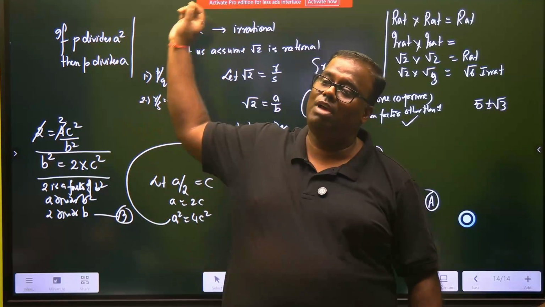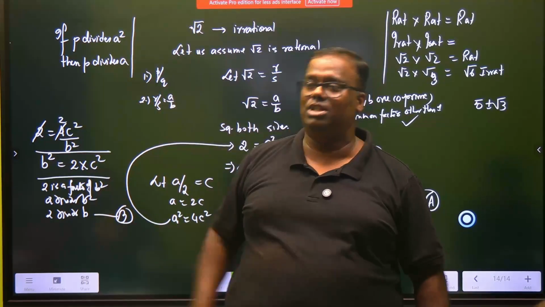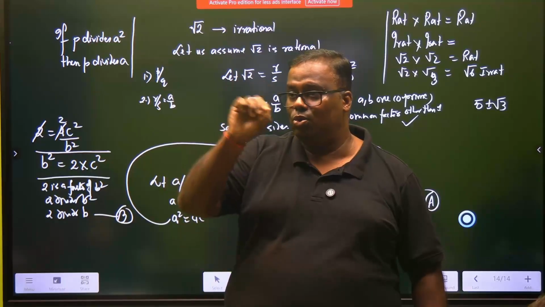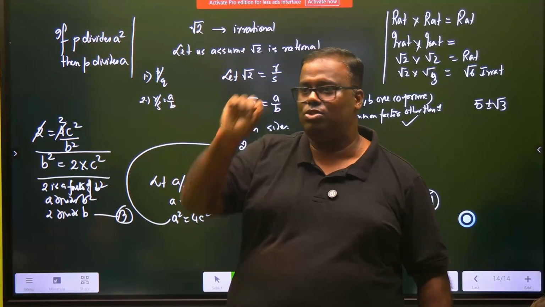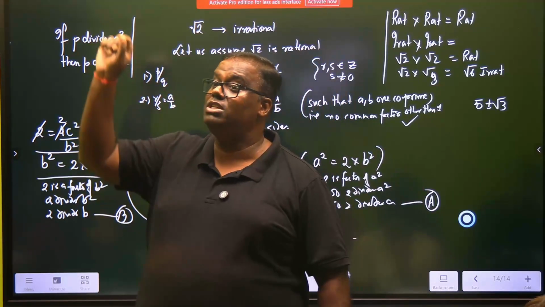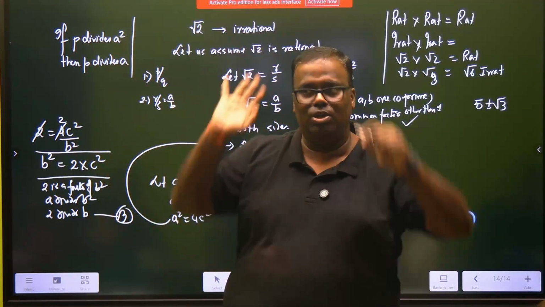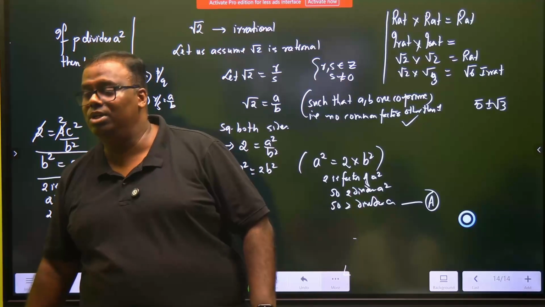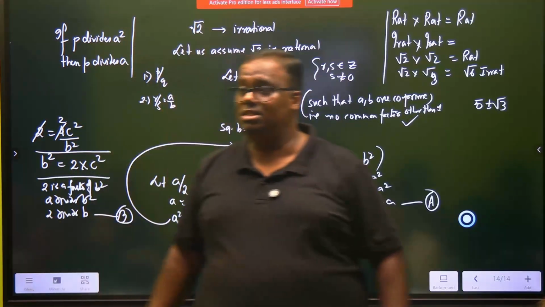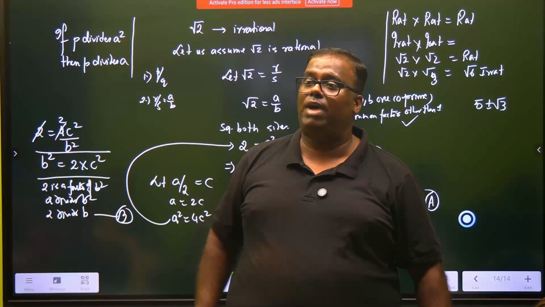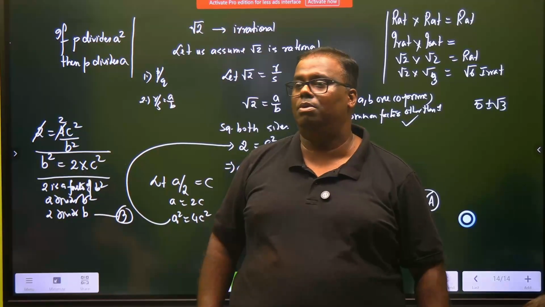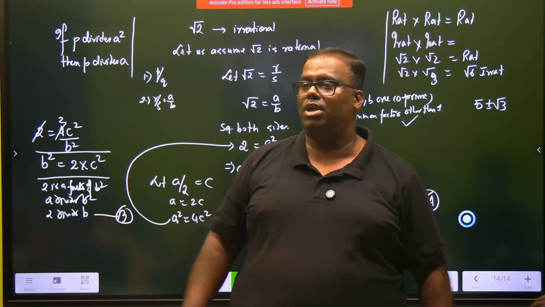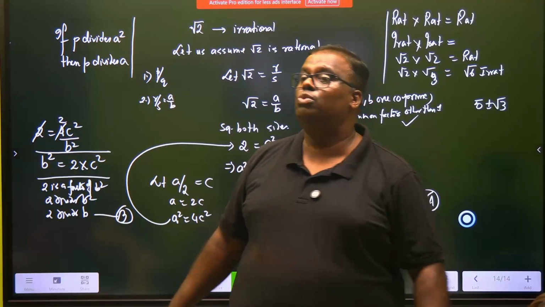And now put the value of 4c square in that original. So original is what? 2 is equal to a square by b square. So you'll write 2 is equal to 4c square by b square. 2 and 4 cancel each other. Finally, you will get b square is equal to 2 into c square. That means 2 is a factor in the expansion of b square. 2 divides b square. That means 2 divides b. 2 is a factor of b.